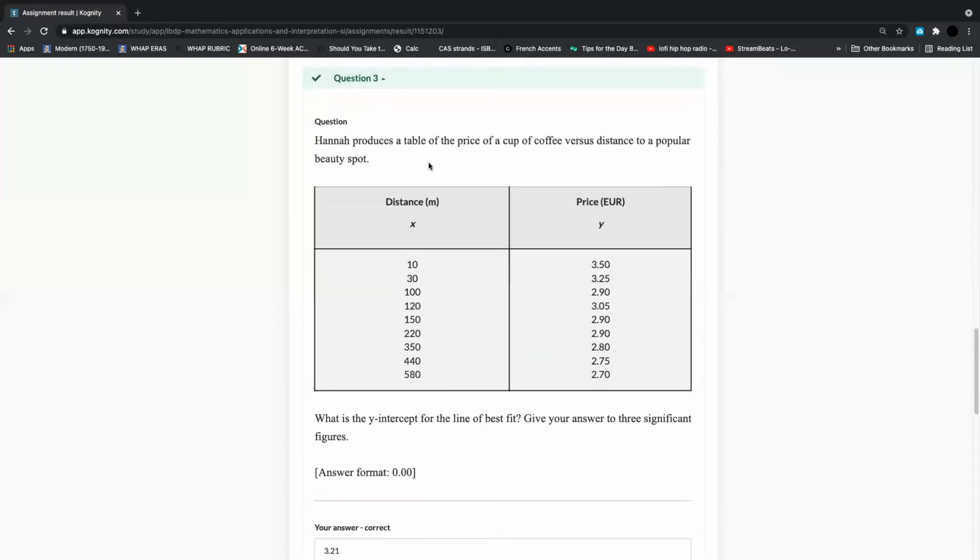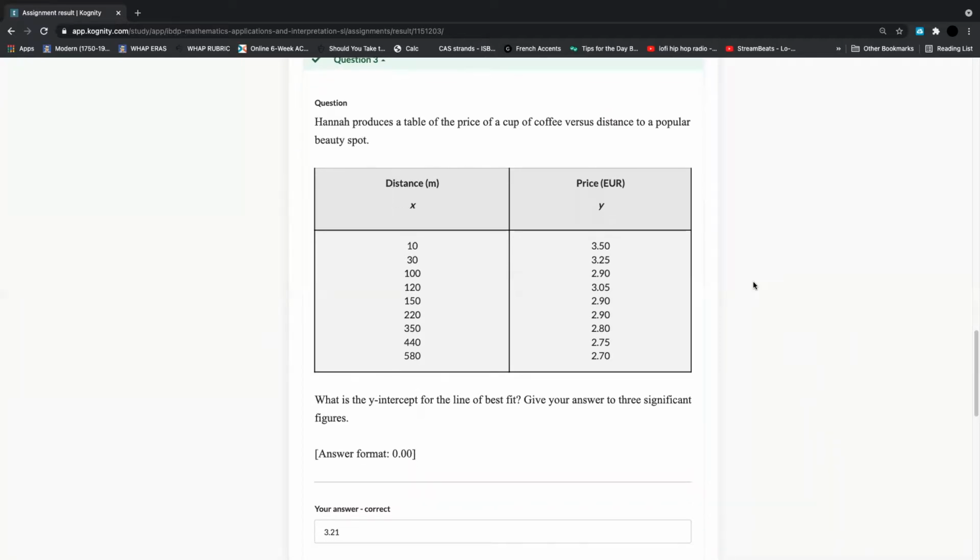Question 3. Hannah produces a table of the price of a cup of coffee versus distance to a popular beauty spot. What is the y-intercept for the line of best fit? Give your answer to 3 significant figures. Same concept as the last 2 questions. We're working with 2 different variables, so we know that we're working with Pearson's yet again.